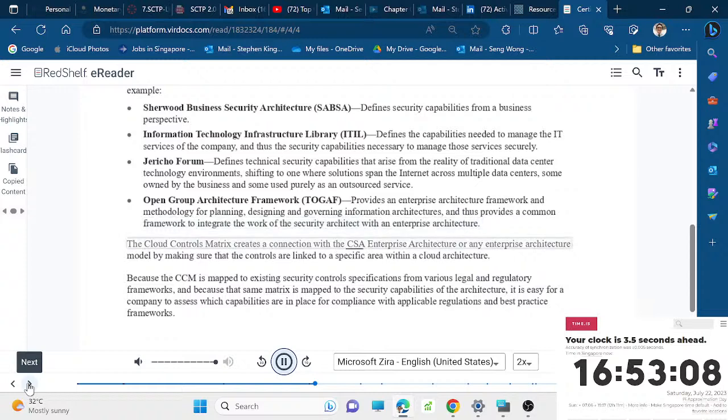The Cloud Controls Matrix creates a connection with the CSA enterprise architecture or any enterprise architecture model by making sure that the controls are linked to a specific area within a cloud architecture.